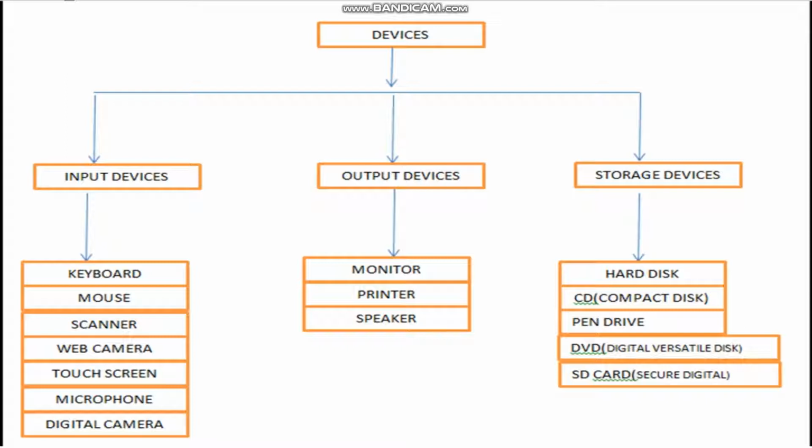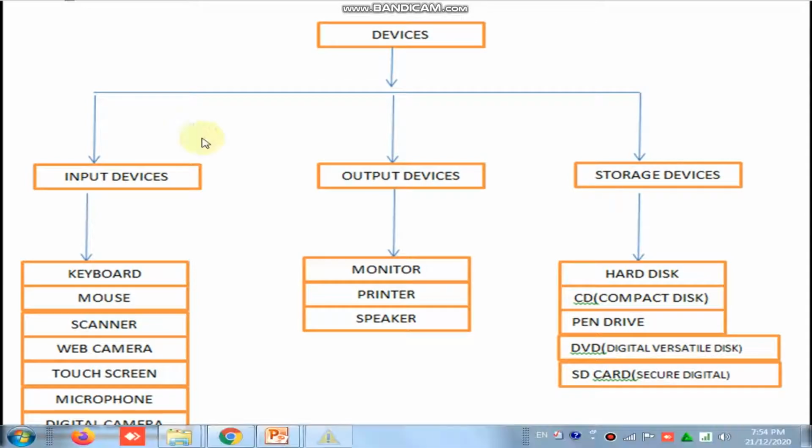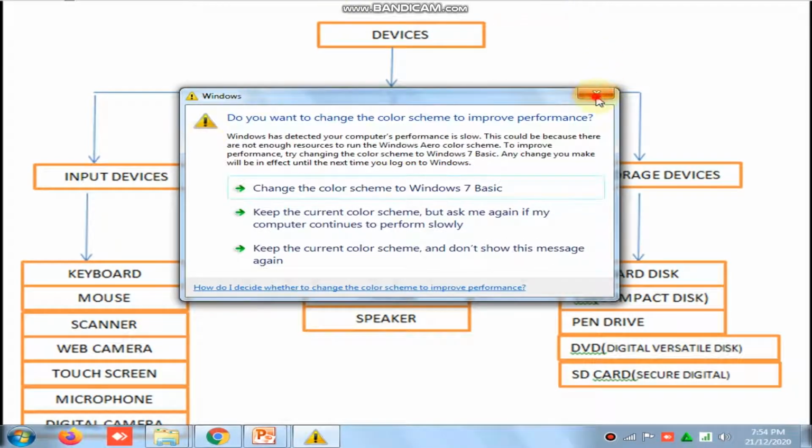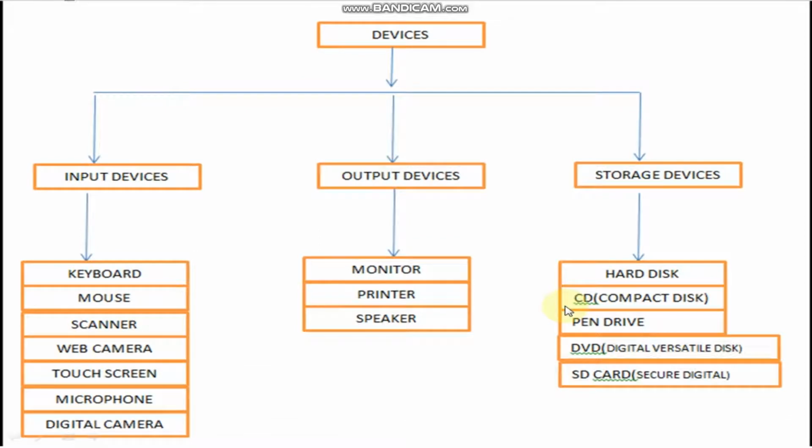Coming to the input devices, if you see the list: keyboard, mouse, scanner, web camera, touch screen, microphone, digital camera, and so on. Next, coming to the output devices, there are three types: monitor, printer, and speaker. Storage devices are used to store the data: hard disk, CD, compact disk, pen drive, DVD, SD card. We call SD a secure digital card. Generally we call it a memory card also.